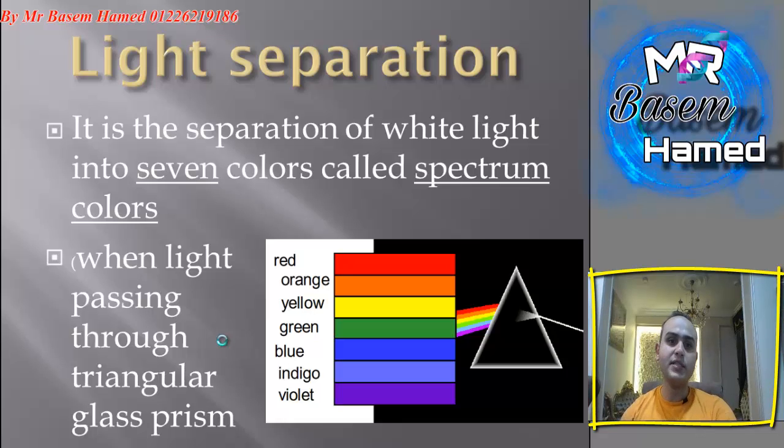The final part, light separation. Light separation is the separation of white light into 7 colors called spectrum colors. Let me explain that. You can see white light everywhere, but let me tell you that white light is not white. What? Why? The white light is a mixture of 7 spectrum colors, yes, the rainbow.